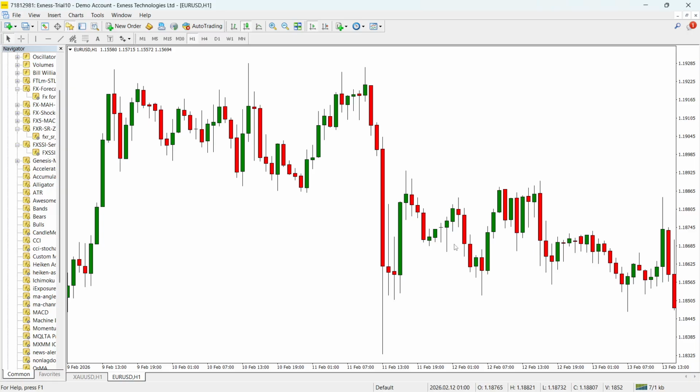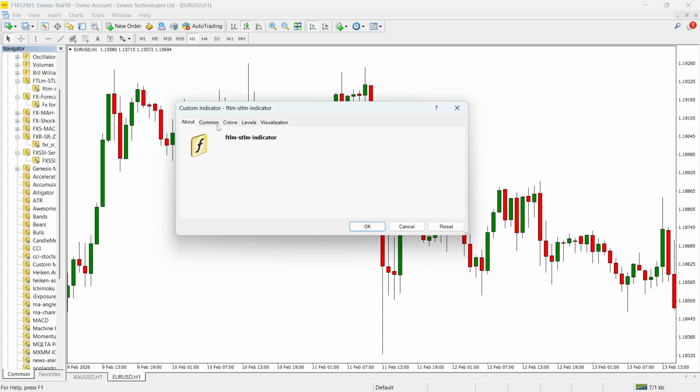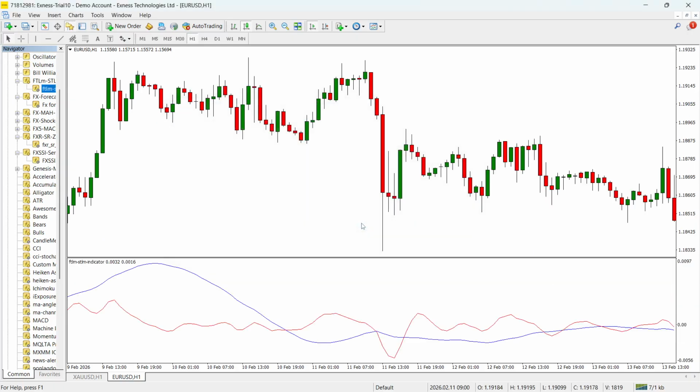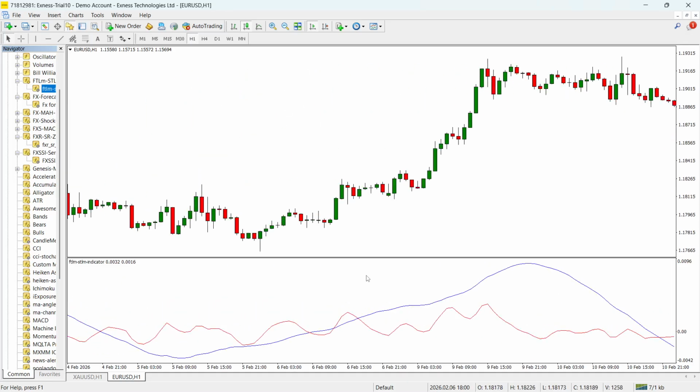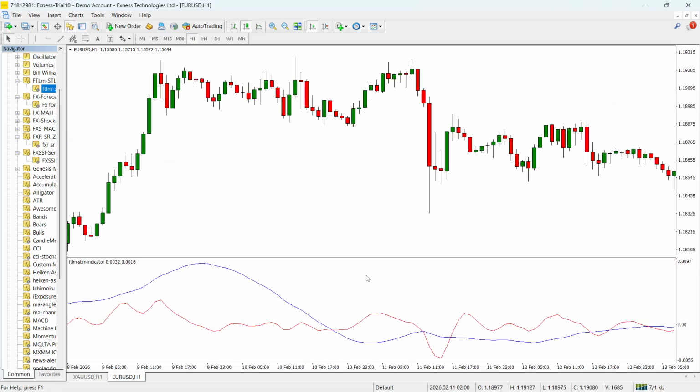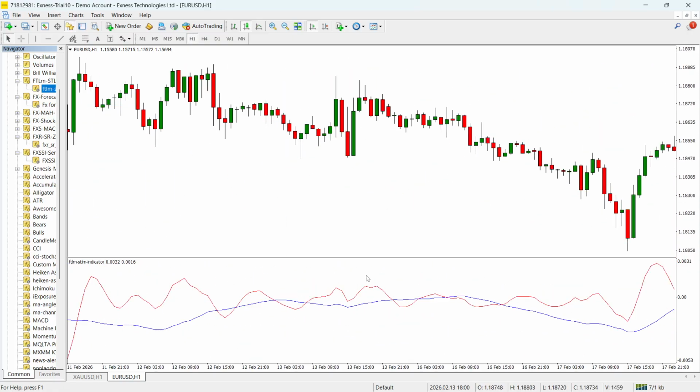At this point, I'll load the indicator on the chart so you can see how it looks in real time. Remember to allow DLL imports. And here we have it. In the sub window, the FTLM STLM indicator plus an FTLM average line and STLM bars that oscillate between positive and negative values of 0. So you can see the two lines, how they oscillate around 0, the 0 line over here.